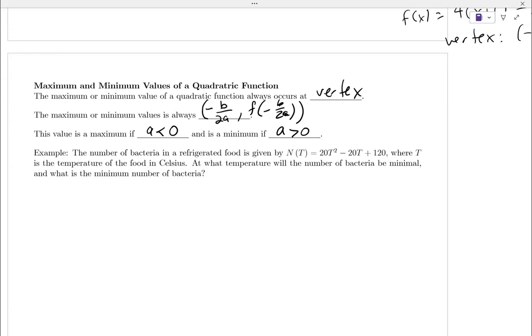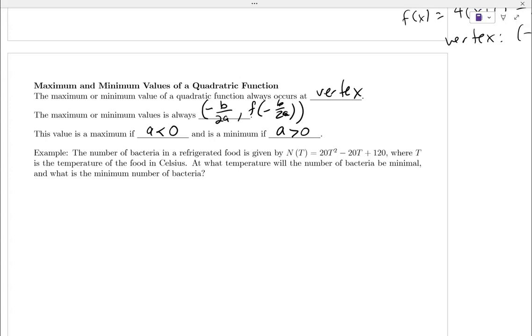Okay. We've got a quadratic function here. We're plugging in a temperature. We get out a number of bacteria. The problem asks for the temperature that yields a minimum number of bacteria, and then asks what is the minimum number. So let's look at the function and make sure we know which part gives us which answer.